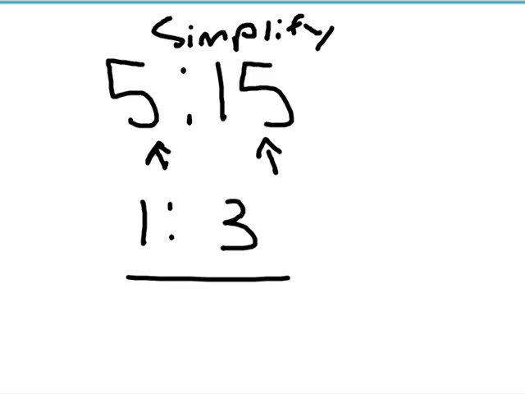Alright, let's do something harder. Let's say you have a word problem that's arranged something like this. You travel 165 miles in 5 hours. How much did you travel in 2 hours?